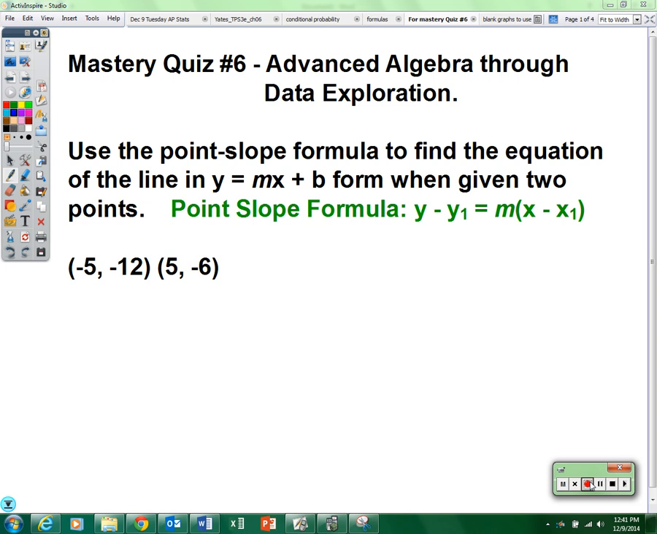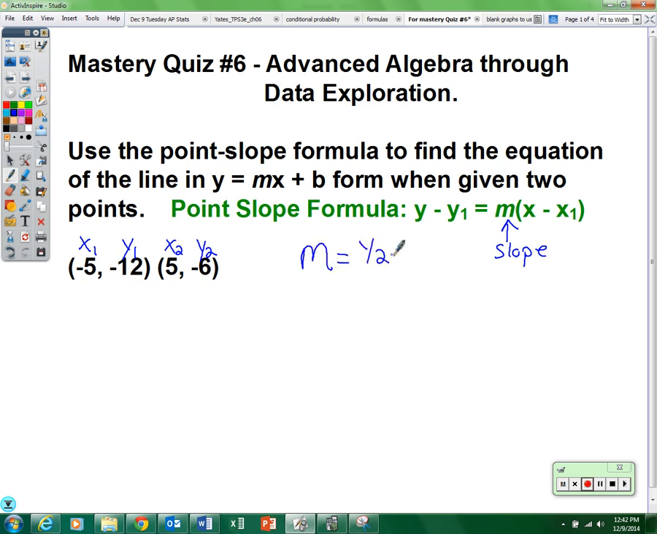The first thing you may want to do is label your ordered pairs. This would be x1, this would be y1. This one would be x2, this would be y2. That way you won't get your numbers mixed up, hopefully. The first thing we want to do is find the slope. You have to have the slope formula memorized. Remember, the slope formula is m equals y2 minus y1 all over x2 minus x1.